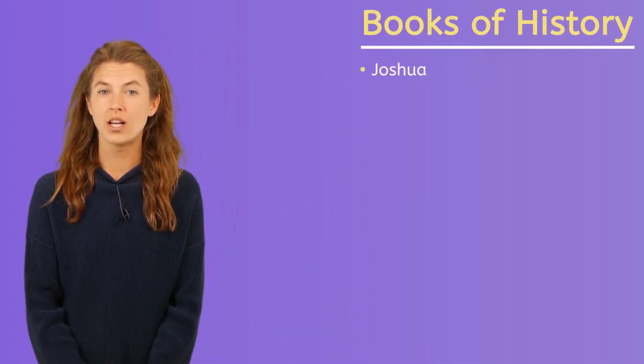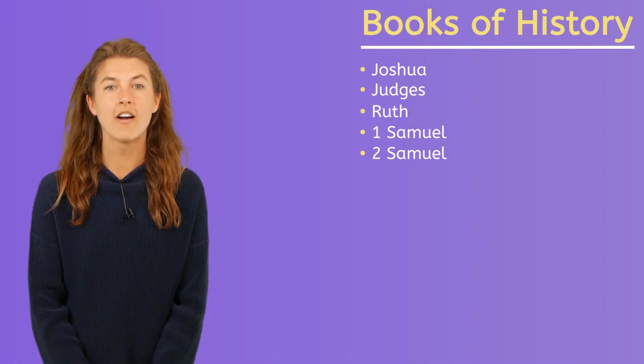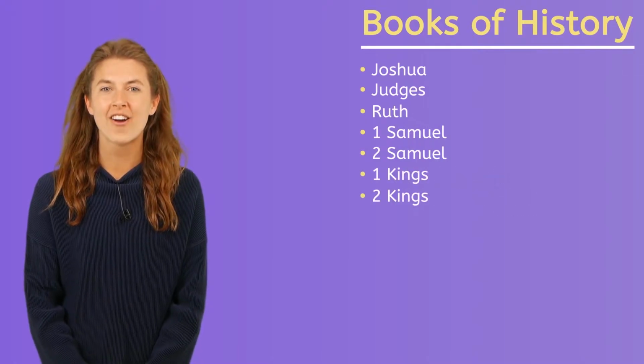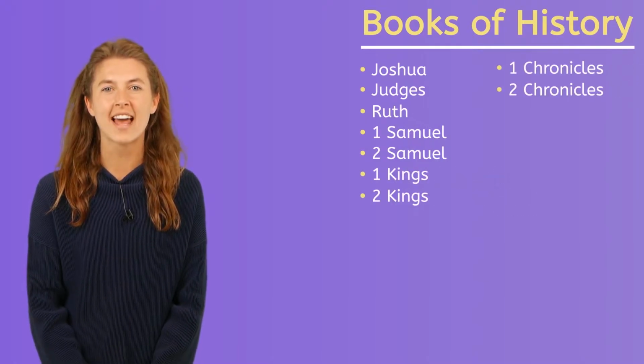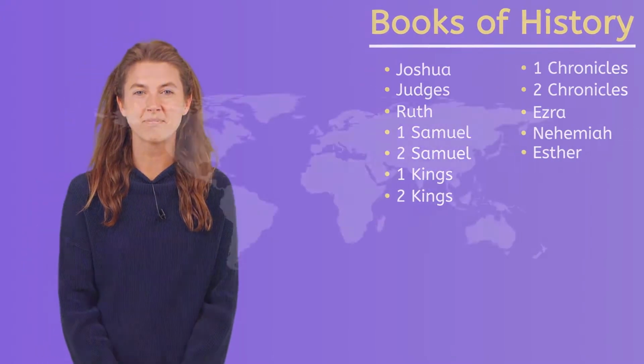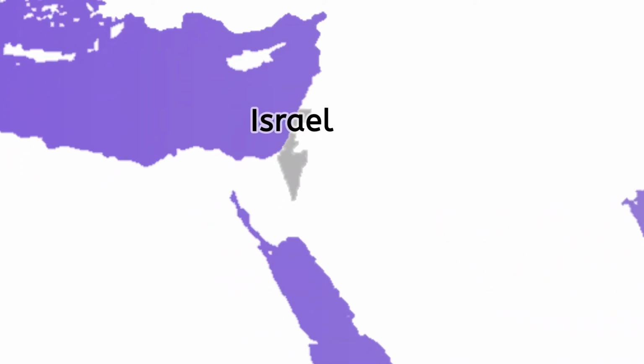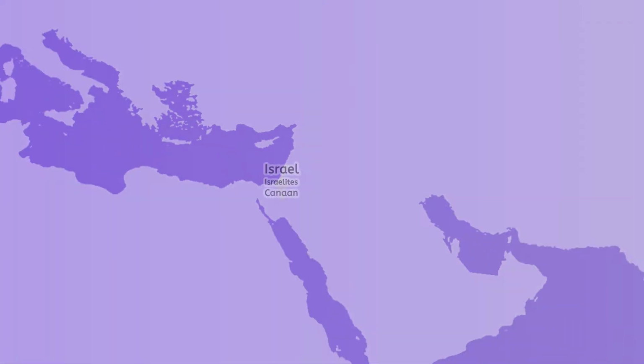Next, the 12 books of history include Joshua, Judges, Ruth, 1st and 2nd Samuel, 1st and 2nd Kings, 1st and 2nd Chronicles, Ezra, Nehemiah, and Esther. These books tell the story of Israel and their people, called the Israelites. They moved into a land called Canaan and established it as their kingdom that lasted almost 500 years.